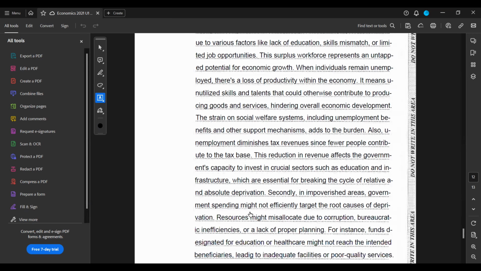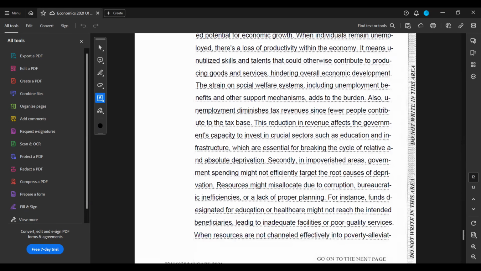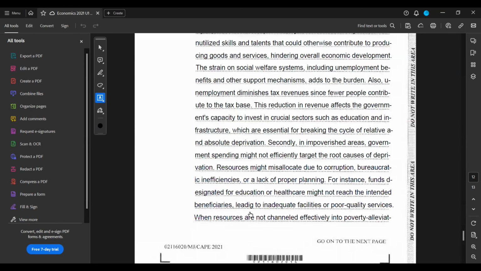Secondly, in impoverished areas, government spending might not effectively target the root causes of deprivation. Resources might be misallocated due to corruption, bureaucratic inefficiencies, or a lack of proper planning.